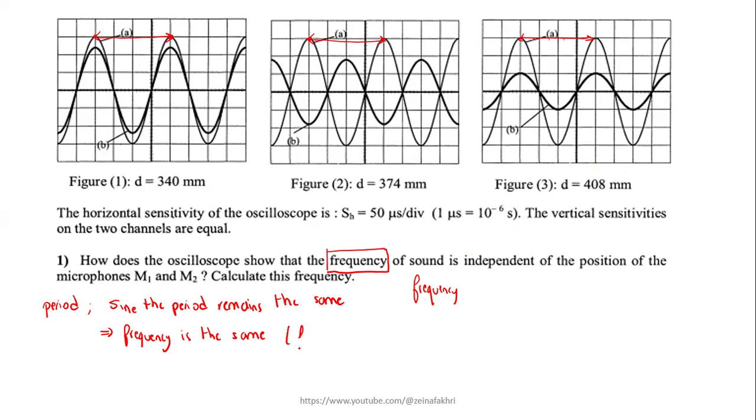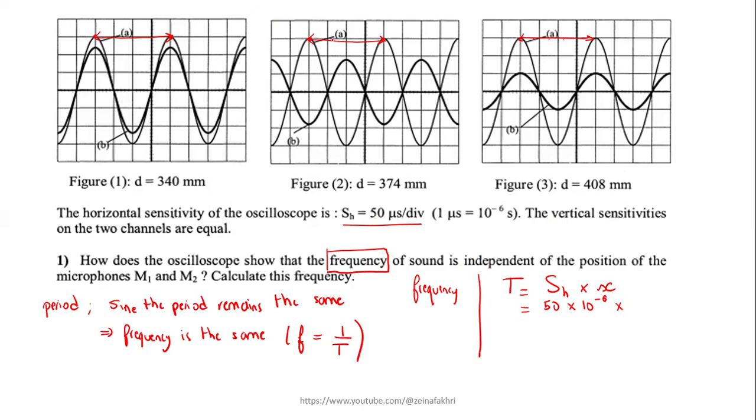Now, since we have the relation F equals 1 over T, the question is to calculate this frequency. In order to calculate the frequency, we have to calculate T. So how do we calculate T? T is equal to the horizontal sensitivity, which is the scale along the x-axis, multiplied by the number of divisions, which I call x. The horizontal sensitivity is already given, it's 50 microsecond per division, so I multiply it by 10 to the power negative 6, multiplied by x, the number of divisions.